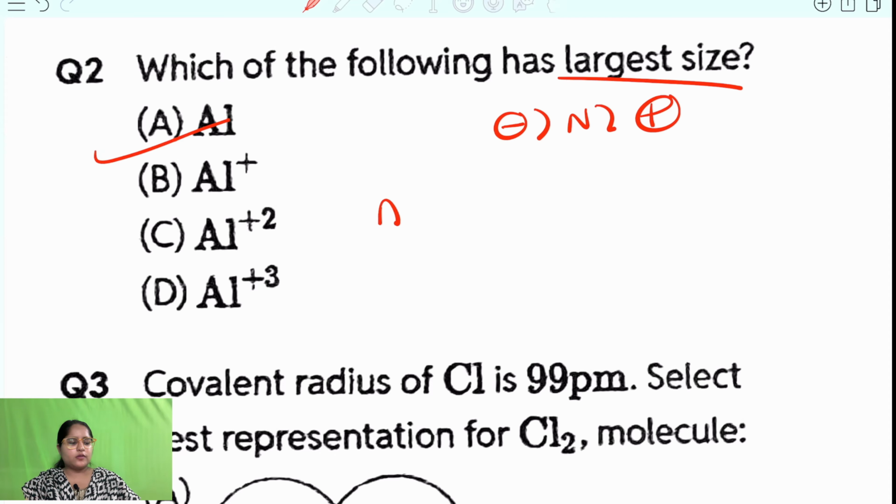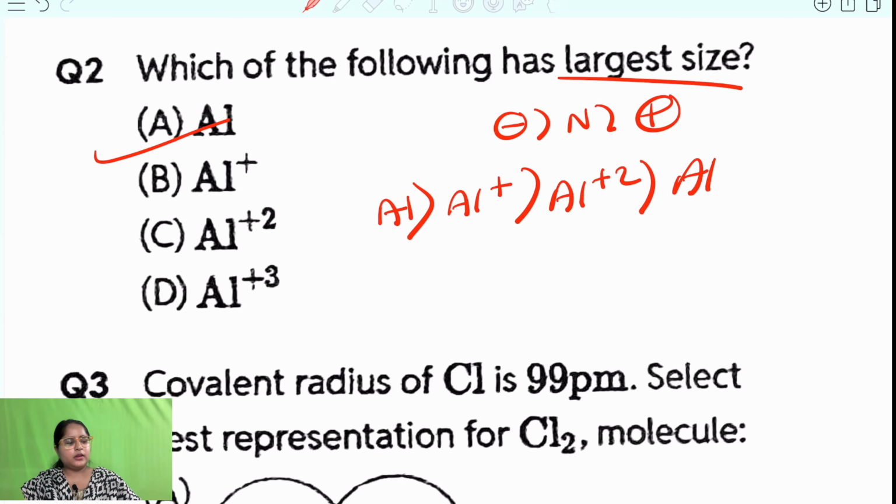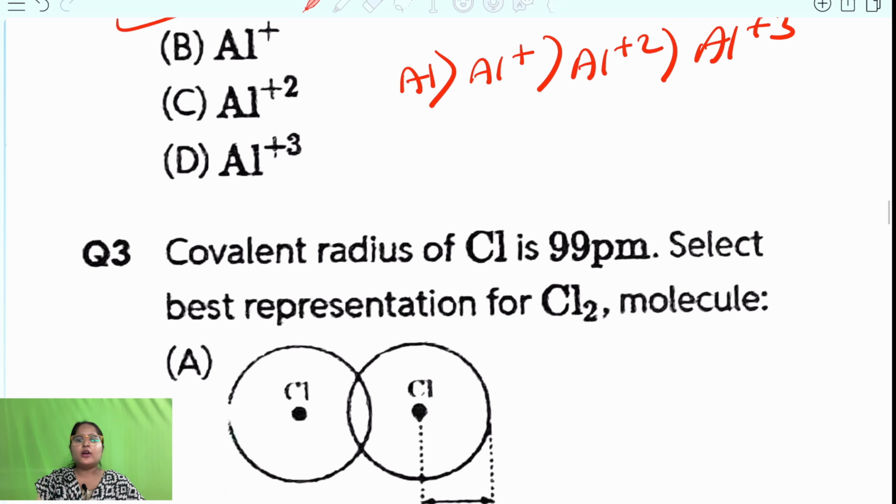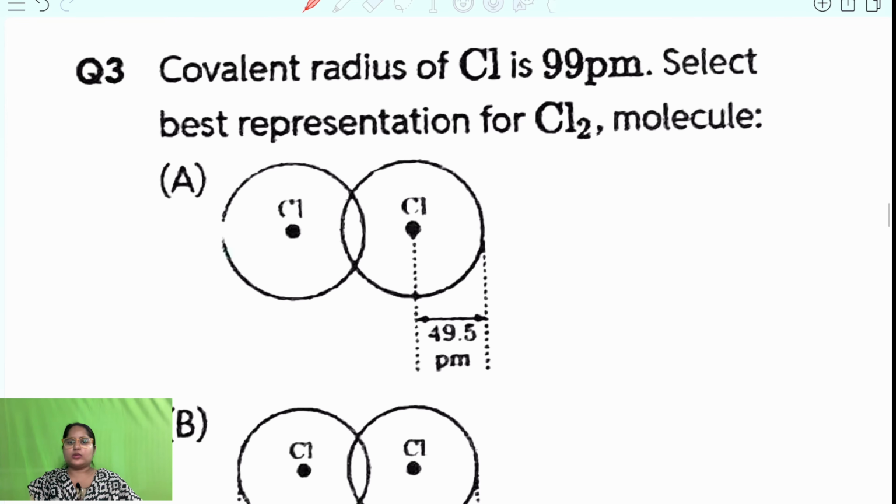If you have to arrange, how will you arrange? Al, then Al plus, then Al plus 2, then Al plus 3. Are you able to understand? So more positive charge, less size; more negative charge, more size.